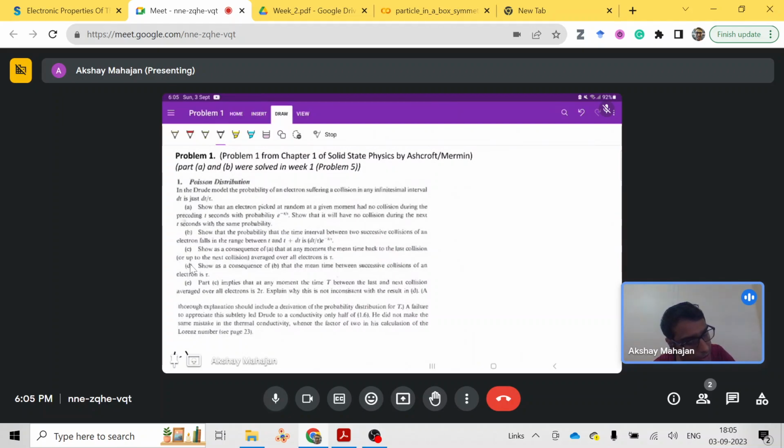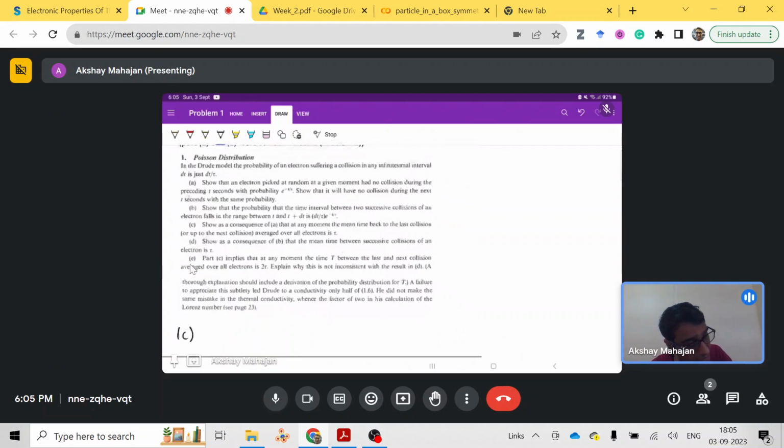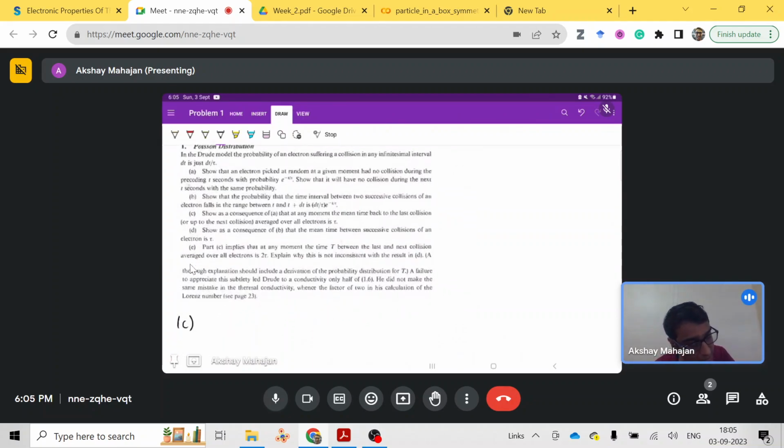In the Drude model, the probability of an electron suffering a collision in any infinitesimal time interval dt is given to us. It is dt by tau, and then it has asked several problems to us. Let me revise what we got from parts A and B. In part A, we showed that an electron picked at random at a given moment had no collision during the preceding t seconds with probability e to the power minus t by tau, and that it will have no collision during the next t seconds with the same probability.